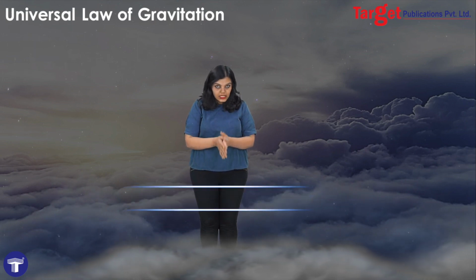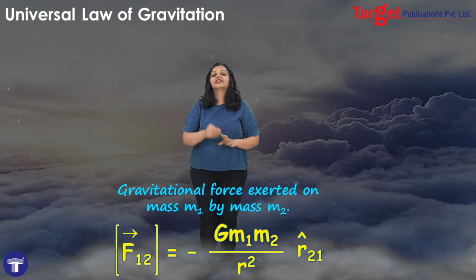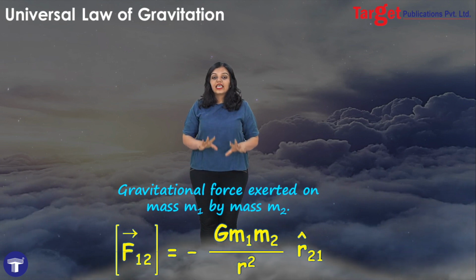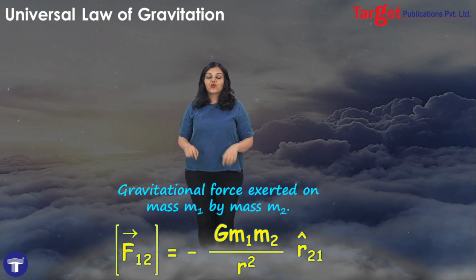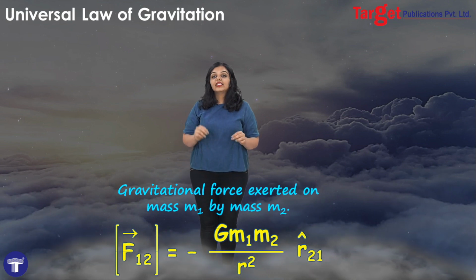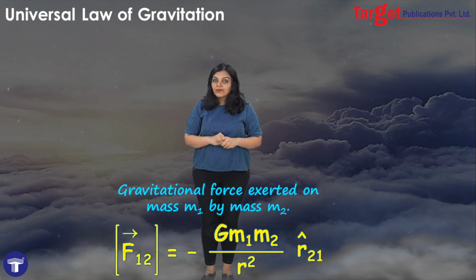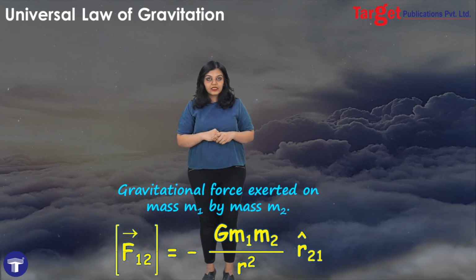The formula that we will write down is F bar 1,2, where I will say it is the gravitational force exerted on mass m1 by m2, and it is denoted by writing 1,2 in the subscript. So I say it is the force exerted on m1 by m2. This is equal to minus G m1 m2 by r square, r cap with a subscript of 2,1. Let's take a look at what these different elements mean.